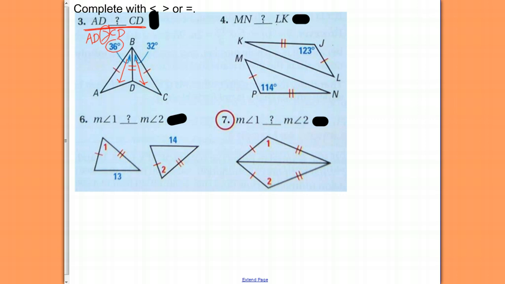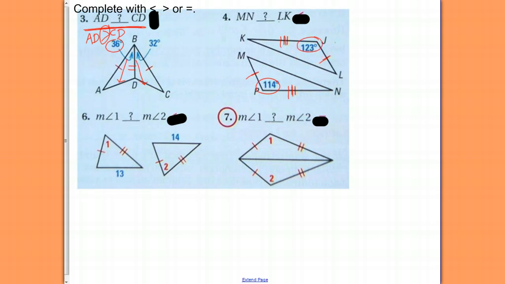All right, so this is our thought process. Looking at question number 4, we have our two pairs of congruent sides. So now we're concentrating on the 114 degree angle compared to the 123 degree angle. The question is asking about sides MN and LK. Is MN less than, greater than, or equal to LK? So we're looking at this 123 degree angle, it is more than the 114, so KL or LK should be longer than MN. So that means MN is shorter than LK. So there's our answer.